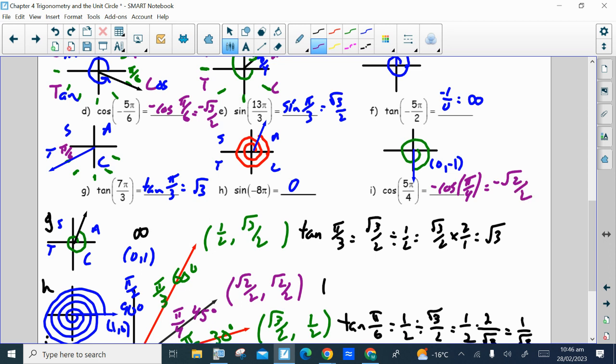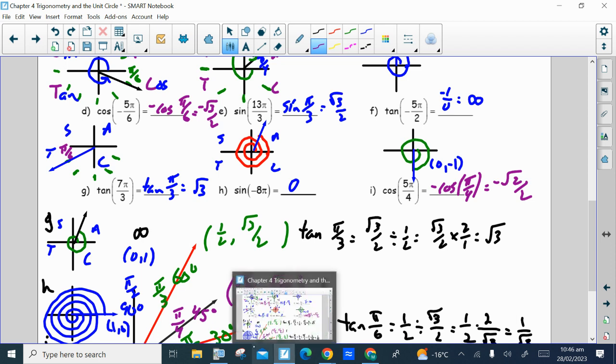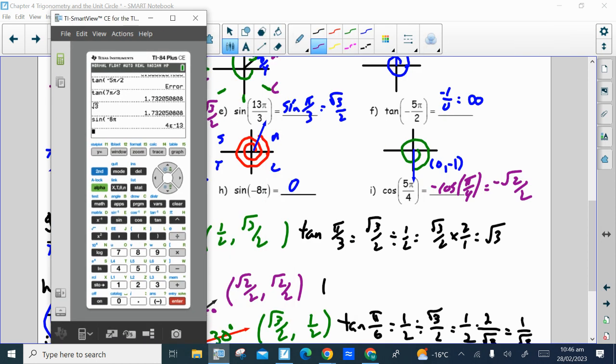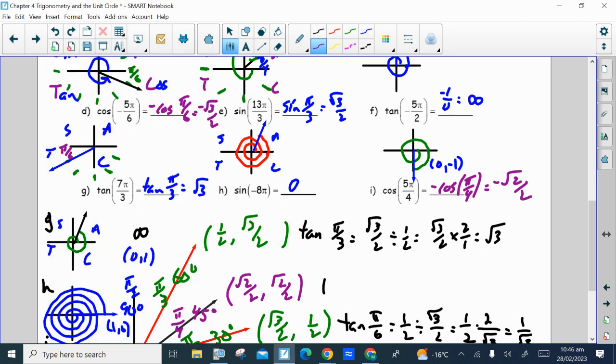And you can check that on the graphing calculator. If you do the cosine of 5 pi on 4, I think you get negative 0.707, which is negative root 2 over 2. Okay, should never get these wrong.